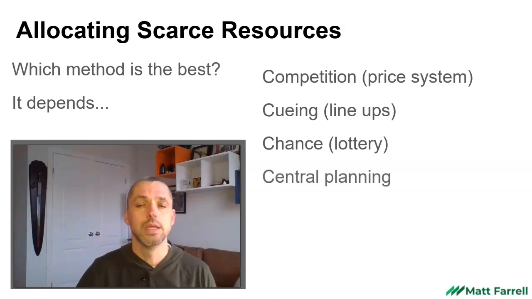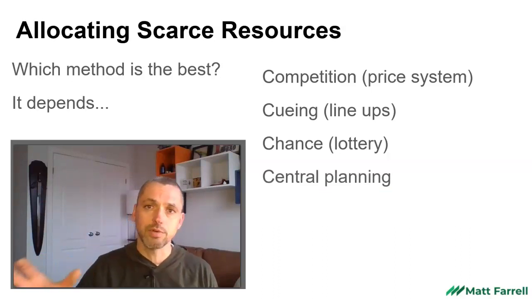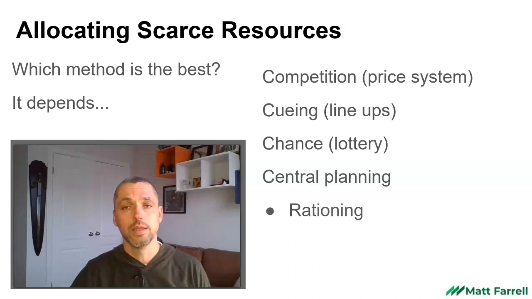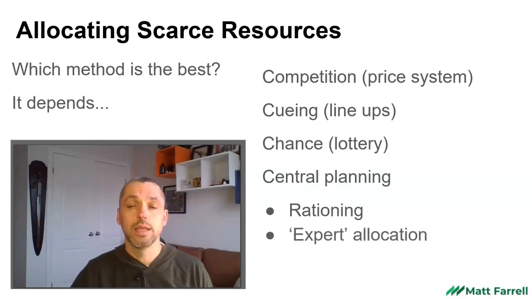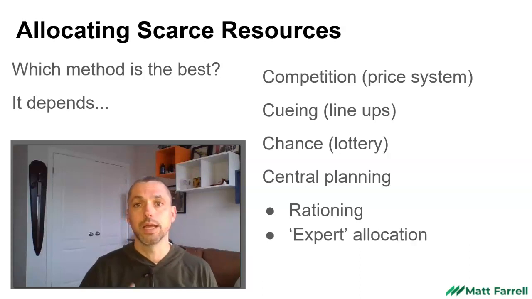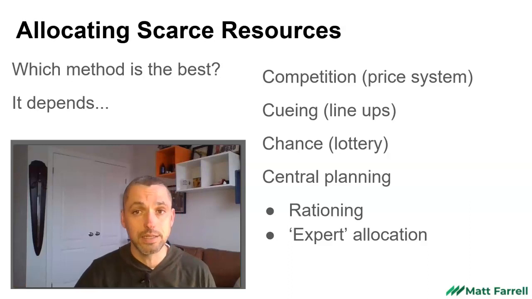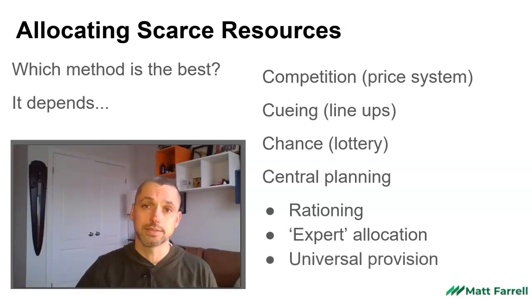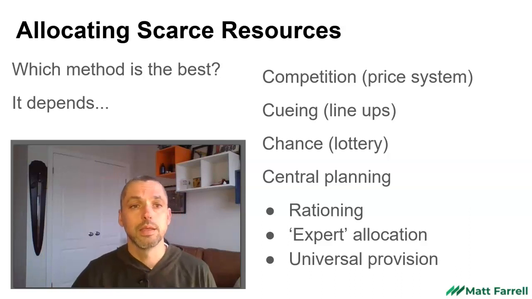or service. Central planning, and this is typically referring to some kind of allocation system that's run by the government or other central authority. It might involve rationing, giving people equal amounts of something, expert allocation, something like need-based or meritocratic allocation, giving things to people that need it or are deserving of it, and then universal provision, making sure everybody gets access to things.